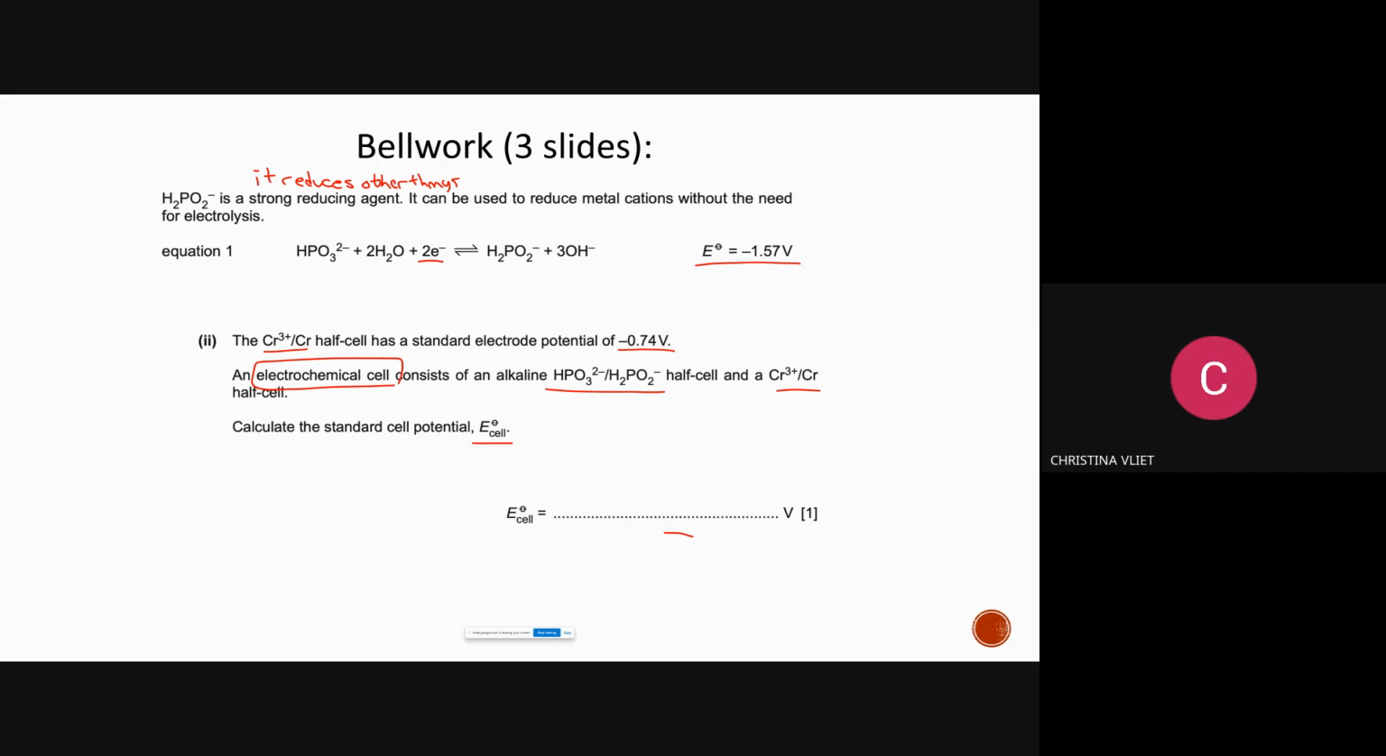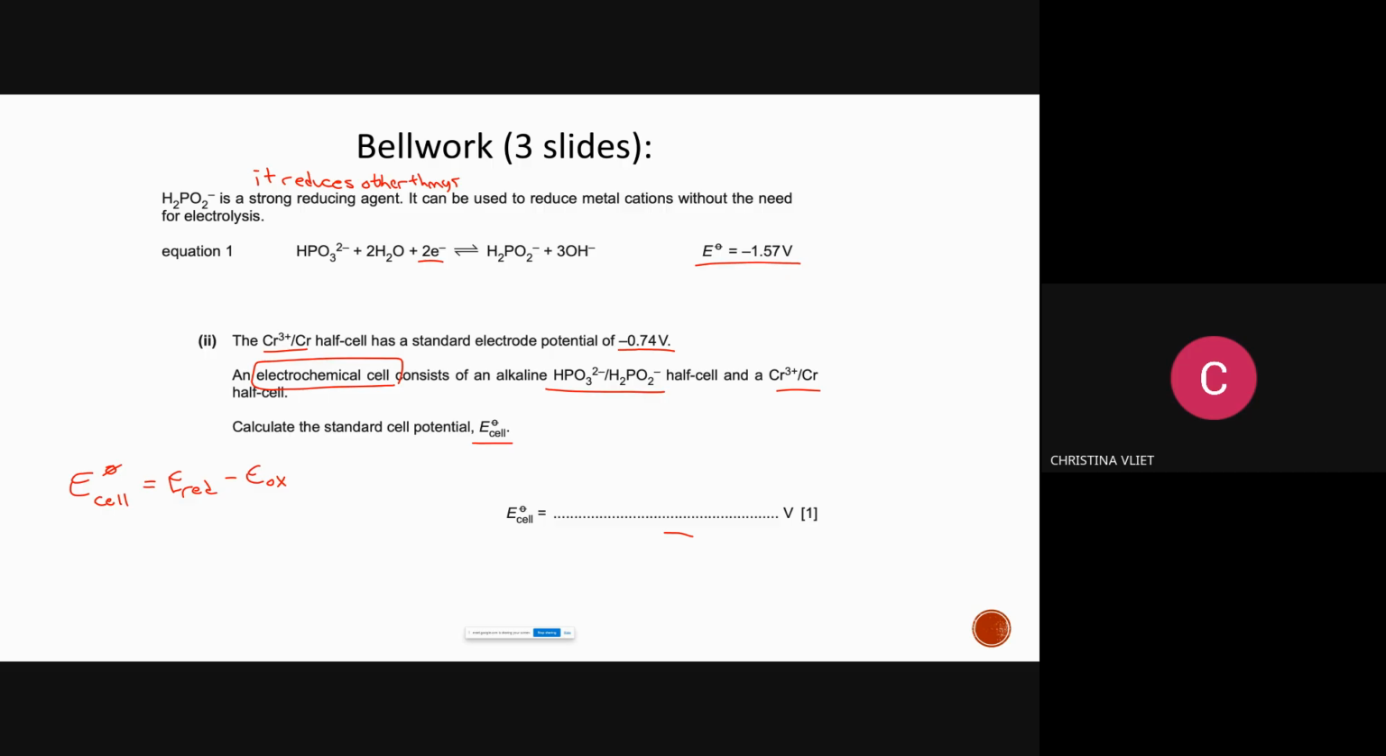And then they tell you a full cell consists of this and this, and they ask you to calculate the cell potential. I taught you a formula last class, and I gave you a quick way to remember it. To find the E of a full cell, you could do the E of the reduction minus the E of the oxidation. E red minus E ox, like that.